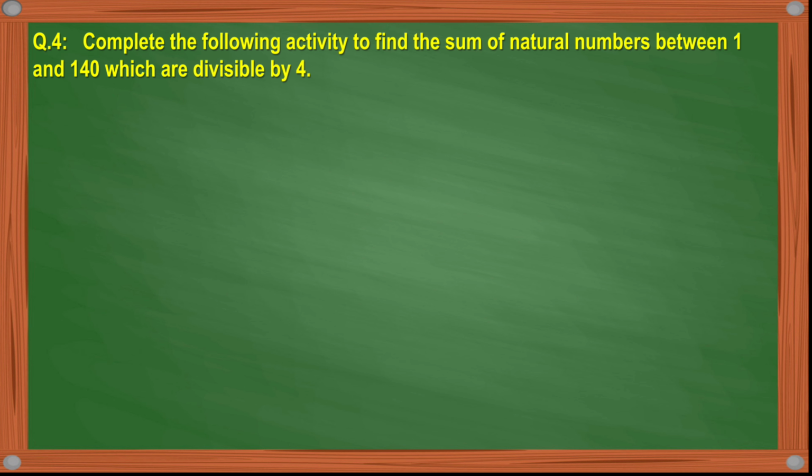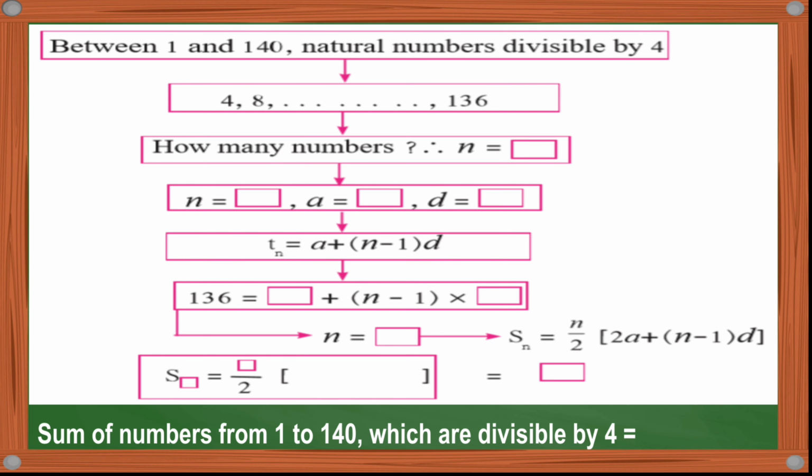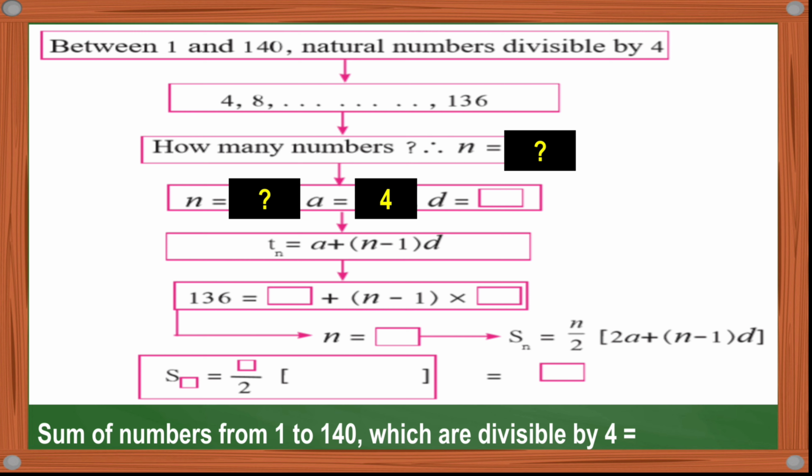To find out how many numbers there are, we are going to do the same way we did there. It is given in the form of an activity. Between 1 to 140, the natural numbers divisible by 4 are 4, 8, and so on till 136. So how many numbers are there? That will be n, which we are going to find first. Here the value of n is the question mark. A is 4 and divisible by 4 means the difference will be 4. So we are going to put the values in the formula.